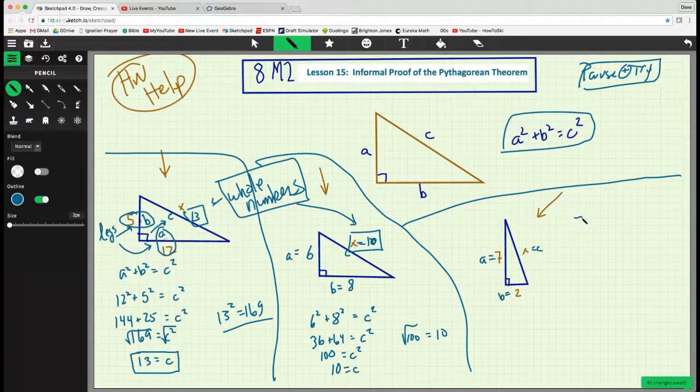So we know that 7 squared plus 2 squared equals c squared. Well, that's 49 plus 4 equals c squared. So 53 equals c squared. Well, there's no number that multiplied by itself is 53, or at least no whole number. So the way that we write our answer is we just say, well, c is equal to the square root of 53.